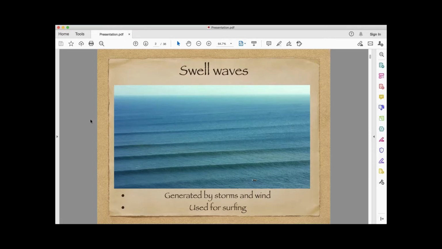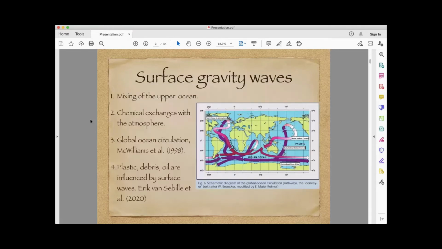As they approach the coast, they start to break, or they increase in amplitude and height, and it is at these places that they are used for surfing and other recreational activities. Surface gravity waves are also important for many other processes, for example mixing of the upper ocean. You have chemical exchanges with the atmosphere. Whenever a wave breaks, it takes some atmospheric air into the sea, and you have some exchange of liquid and chemicals with the atmosphere.